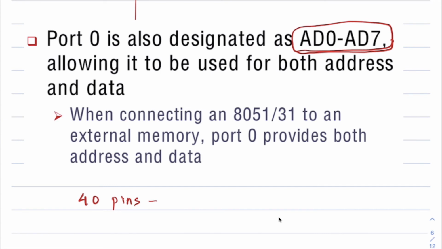One of the secondary functions of port 0 is to connect to the external memory, both the address bus and the data bus of the external memory. The lower byte AD0 to AD7 is connected to P0, and this is a multiplexed channel. So we will be using the address latch enable signal to demultiplex the address and data from P0, in order to make it address alone or data alone. When connecting an 8051 to an external memory, port 0 provides both address and data. That's what we have seen.